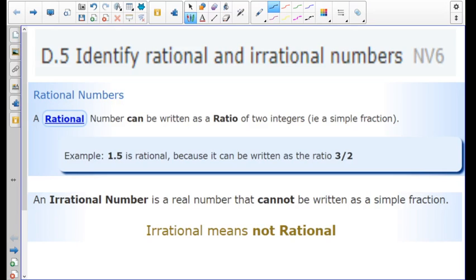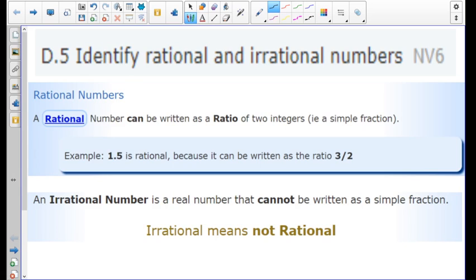Right, for this lesson, we're doing identifying rational and irrational numbers. This is IXL NV6. And a little bit of vocabulary real quick. Rational numbers can be written as a ratio of two numbers. For example, 1.5 is rational because it can be written as 3 over 2.